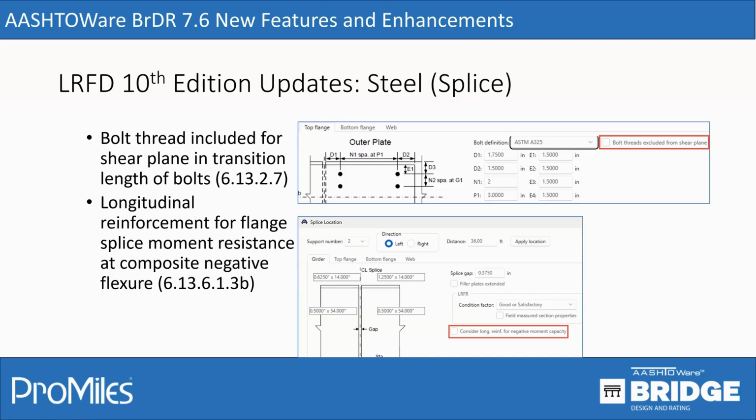In that scenario, you can check this box specific to the splice. There was also a spec update for considering longitudinal reinforcement for flange splice moment resistance at composite negative flexure. A control option, or rather a checkbox, was added to the splice window here to consider longitudinal reinforcement for negative moment capacity. There were some other requirements too, but essentially, if you would like to consider the longitudinal reinforcement in the negative moment capacity, you can check this box here to do that.